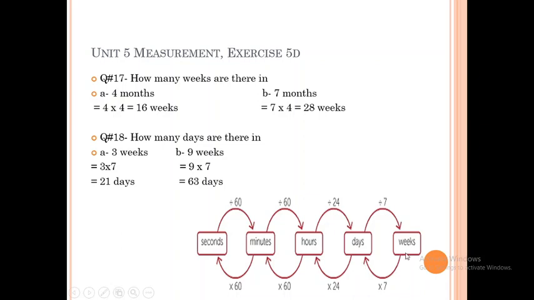Here it is written to convert weeks into days, multiply by 7, to convert days into hours, multiply by 24, to convert hours into minutes, multiply by 60, and to convert minutes into seconds, multiply by 60. These numbers are the conversion factors in the units of time.